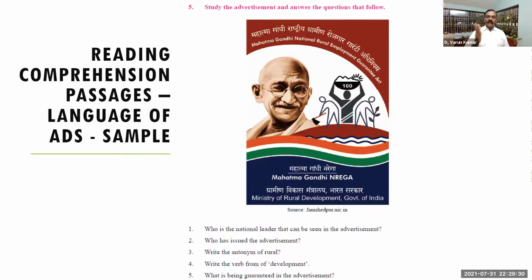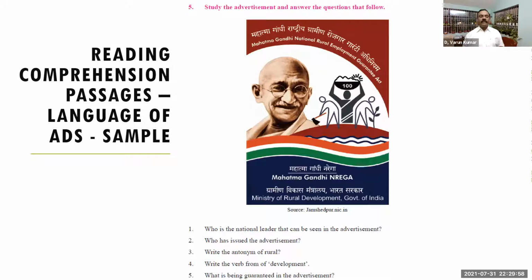So even without the advertisement also you can, because he is the national leader, we can easily understand. The picture is very visible. There is Mahatma Gandhi. Who has issued the advertisement? Generally, the advertisement issuing authority is at the bottom of this advertisement. Any advertisement also. Write the antonym of the word rural.